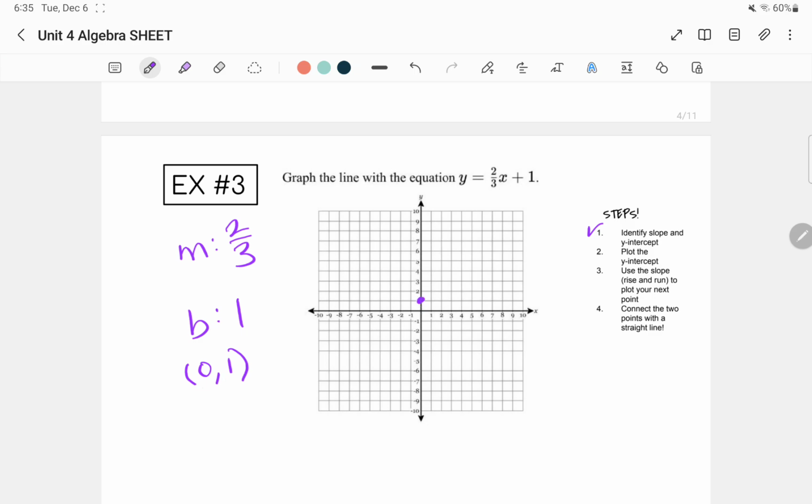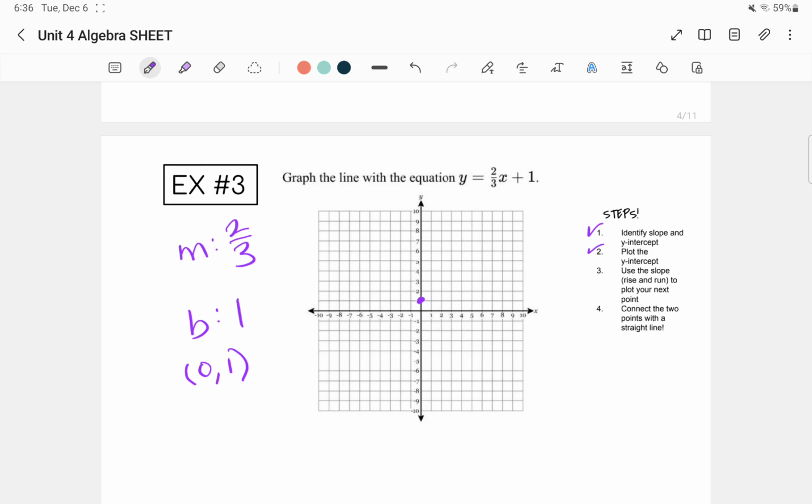And that's just to show you the order to pair for it. You don't really have to write that. You can just find whatever number this is, find it on the y-axis and put your point. And then that is done. Now we're going to use our slope, our rise and run, to plot our next point.